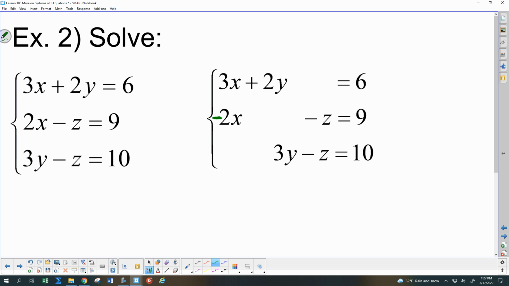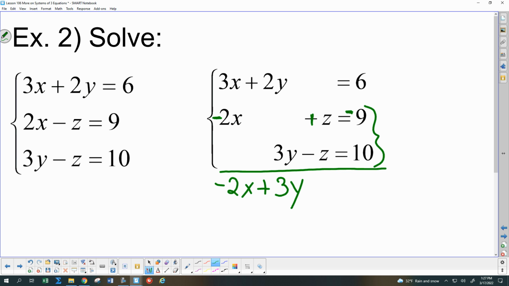If I multiply this by a negative, that becomes a positive, and this is a negative. And if I combine these last two, I have minus 2x and a plus 3y. The z's cancel, and that equals 1.